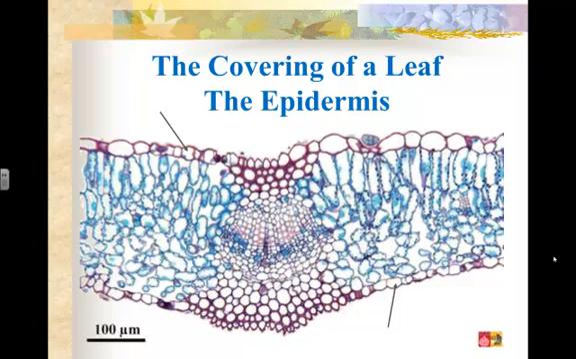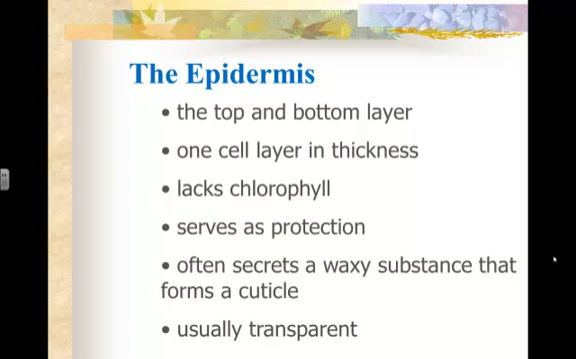So we're going to look at the epidermis here. It's always 1 cell layer, so see where the lines are pointing, that top layer, and then the bottom layer is the epidermis of the leaf. So it's the top and bottom layer. It's only 1 cell layer in thickness. It doesn't have any chlorophyll, so that's not where it gets its green color. It's actually clear, and you can pull it off.